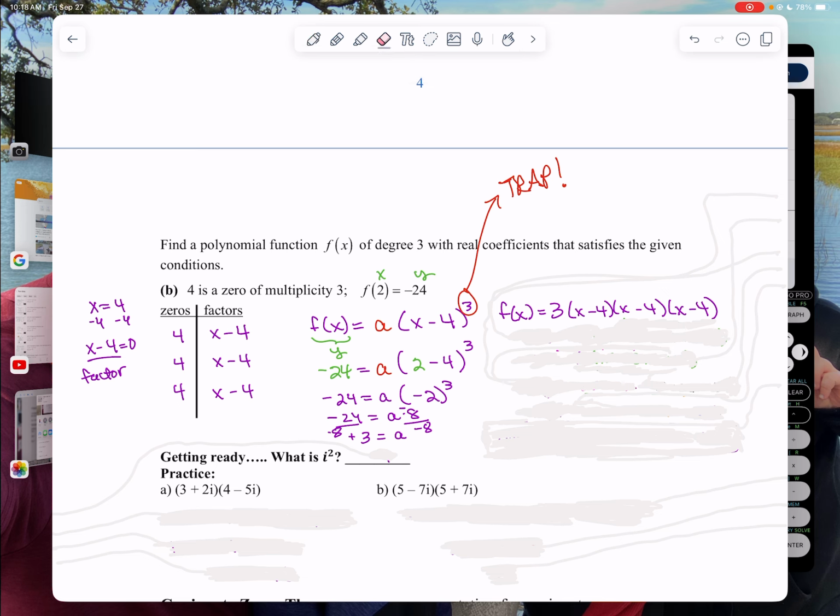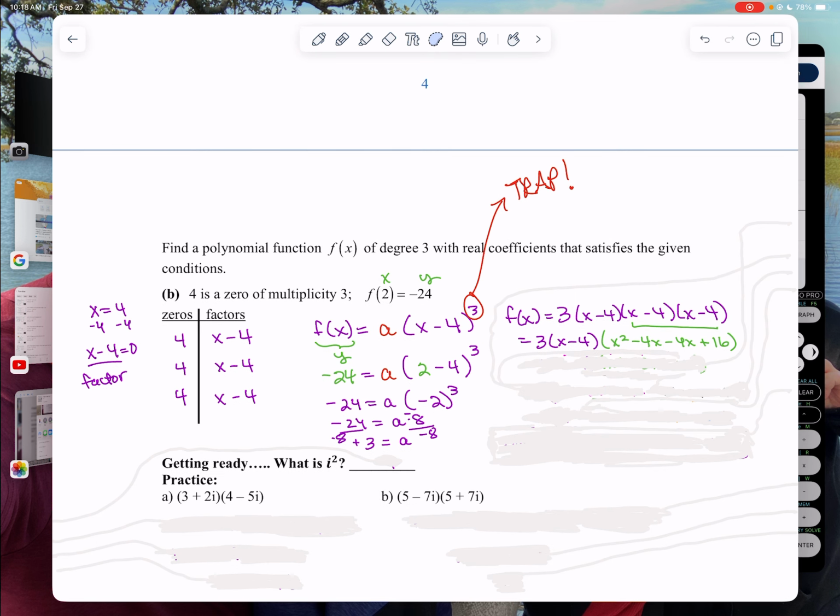And what I'm going to do is I'm going to take those last 2 and I'm going to FOIL them. Notice once again that I'm going to take this guy and just write it down, okay? And then I'm going to take this guy and I'm going to FOIL it. So I went ahead and did that for us. So I got, I'm going to take x and distribute it here. So I said x times x is x squared. Then I got negative 4x. Negative 4x again, and then positive 16.